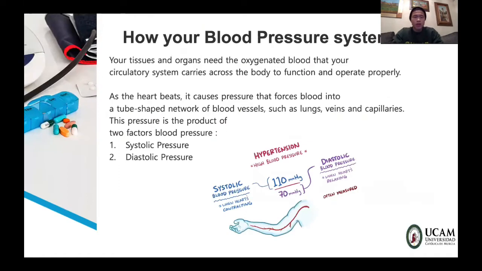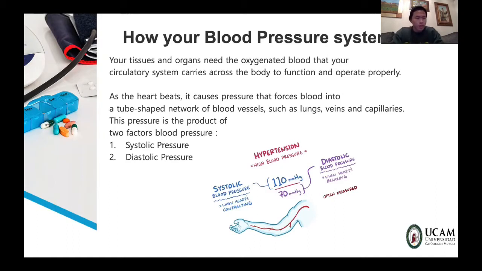Now we're going to talk about how your blood pressure system works in your body. Your tissues and organs need the oxygenated blood that your circulatory system carries across the body in order for your body to function and operate properly. As your heart beats, it causes the pressure that forces blood into a tube-shaped network of blood vessels, such as arteries, veins, and capillaries. This pressure has two components: the first is the systolic pressure, and the second is the diastolic pressure.